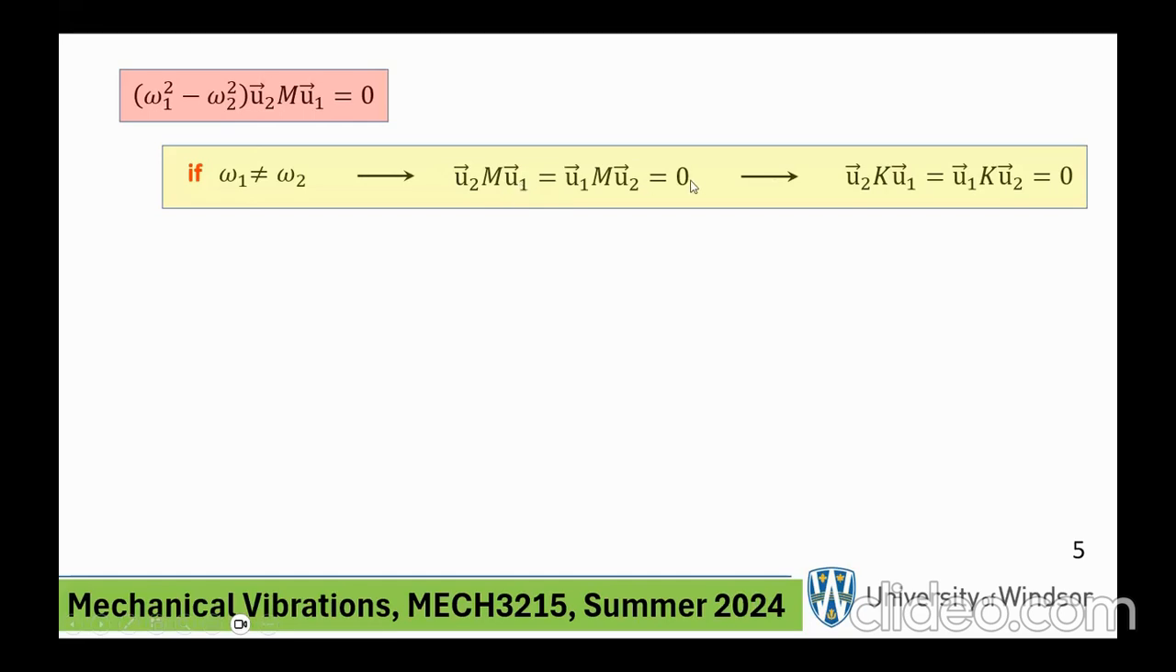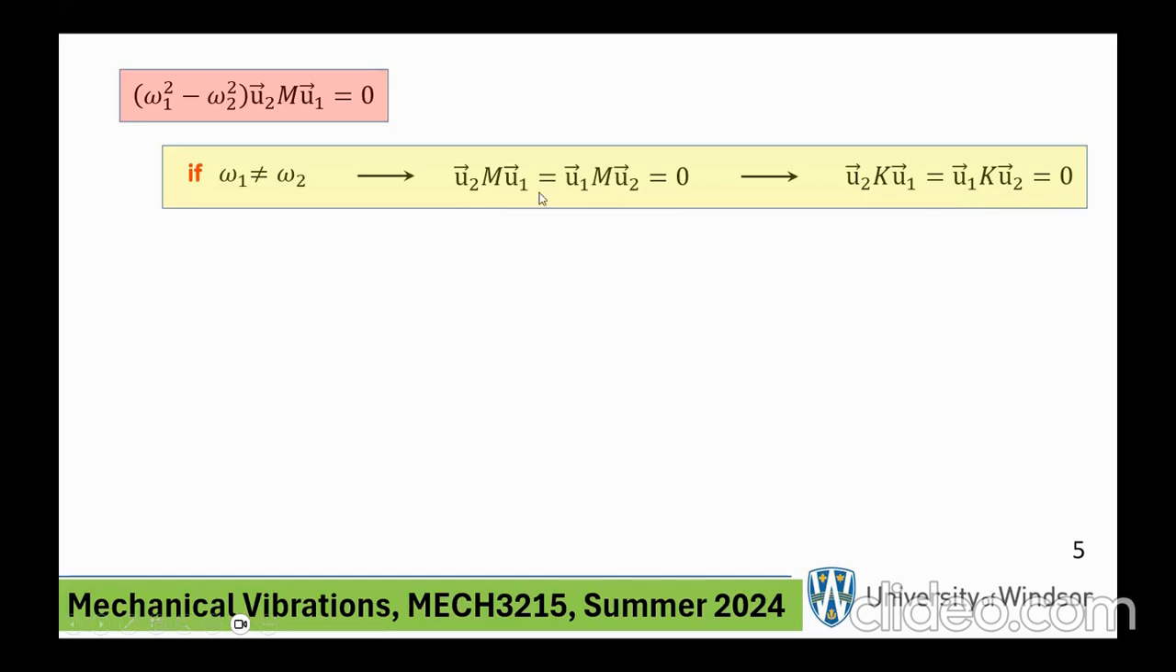So u2 M u1 is 0. And by the same token, because M is symmetric, if you transpose the whole thing here, you're going to get u1 M u2 equal to 0. And the same thing is true for stiffness. So u2 K u1 is u1 K u2, and both of them are equal to 0. Okay. So when we say the mode shapes are orthogonal, that means u2, don't dot it with u1, but dot it with M u1. So this is called mass orthogonal. And by the same token, this is stiffness orthogonal.